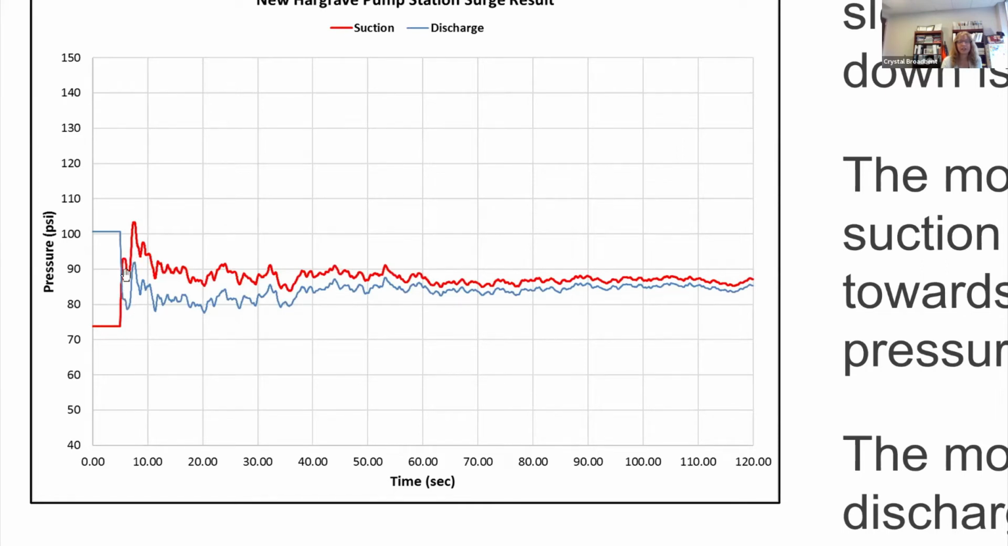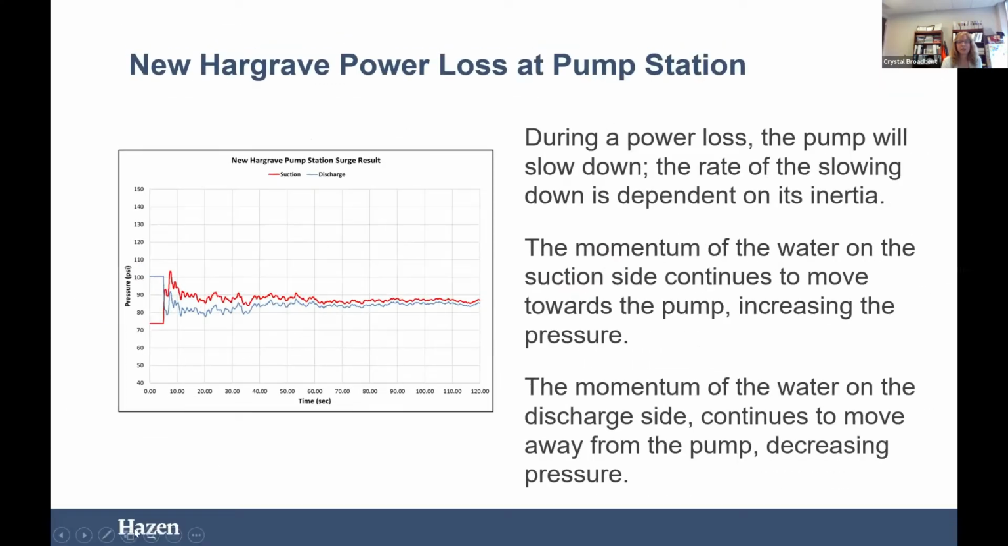But on the discharge side, the water wants to move away. So when there's enough pressure, and assuming we're the same elevation here, or we can talk about hydraulic grade, when there's enough pressure on the suction side and it's higher than the discharge side, water will want to proceed through the station. Just hydraulically, water wants to go from high to low. And so that's what's happening here.